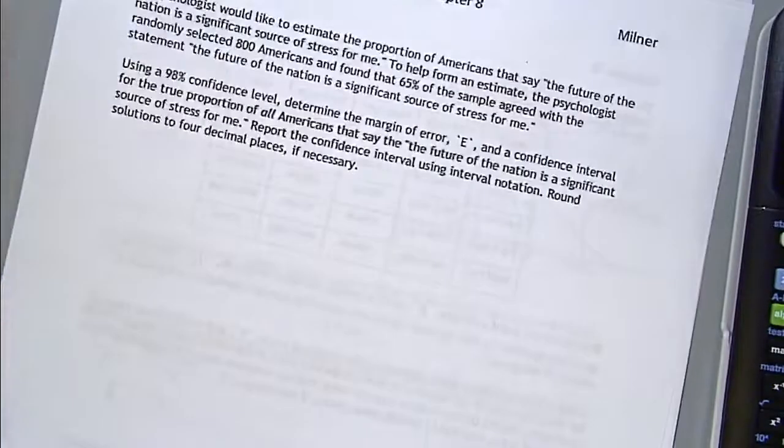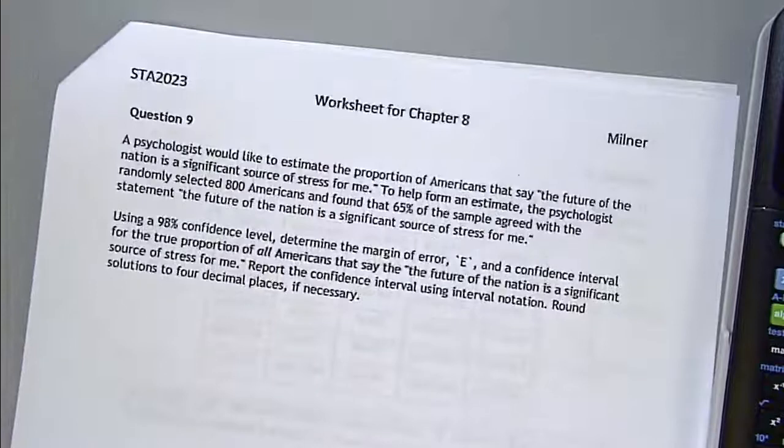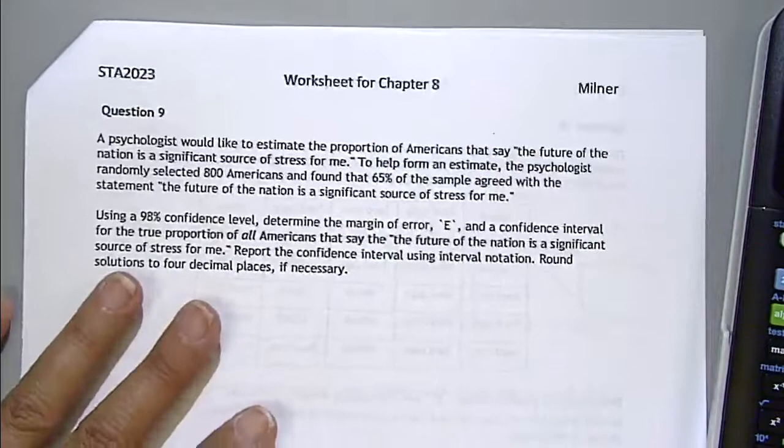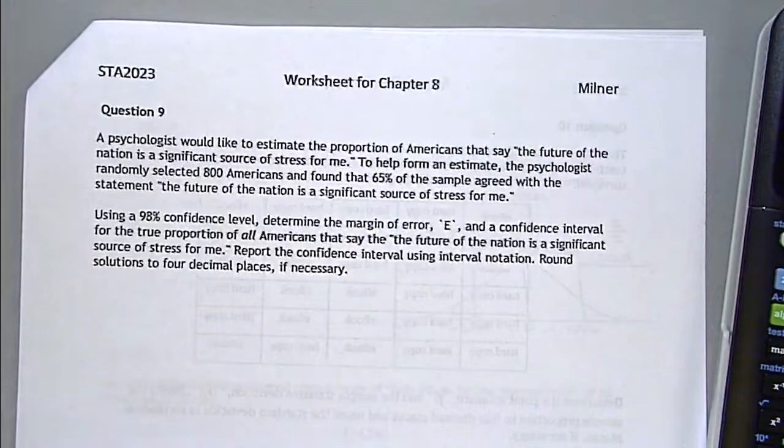A psychologist wants to estimate the proportion of Americans that say the future of the nation is a significant source of stress for them. To help form an estimate, the psychologist randomly selected 800 and found that 65% of the sample agreed that the future was a significant source of stress. Wants a 98% confidence level, wants to find the margin of error and a confidence interval for the true proportion.